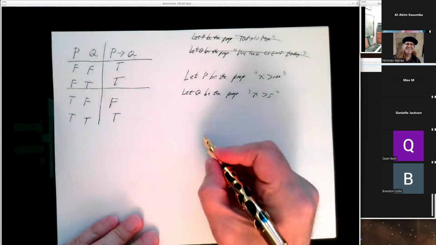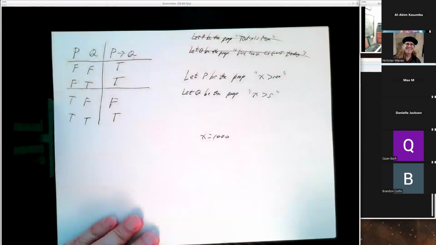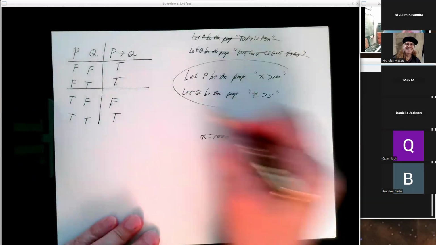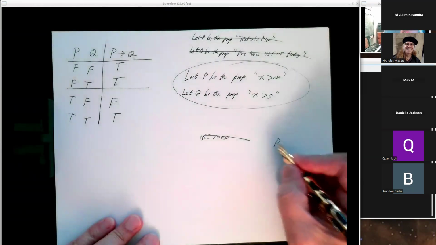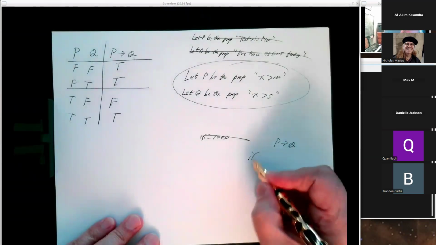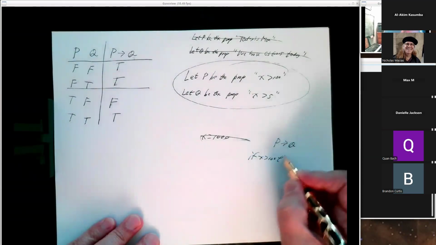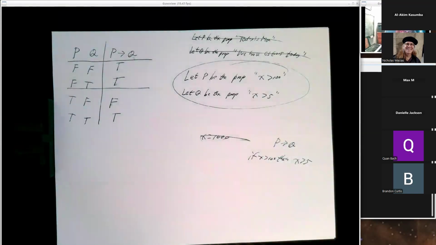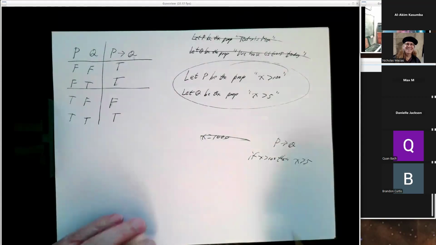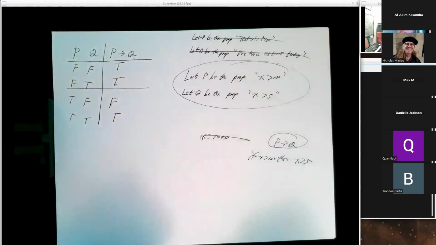So suppose X is equal to 1,000. First of all, do we think that this is true? If X is bigger than 100, is X bigger than 5? Is that a true statement? If X is bigger than 100, then X is bigger than 5. Absolutely. That's just how numbers work, right? So we expect that this is going to be a true proposition.